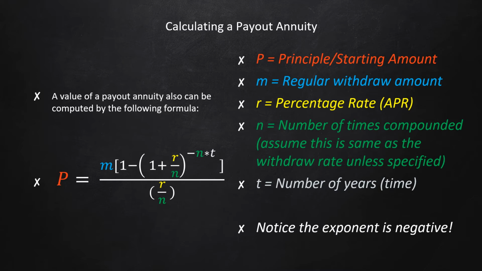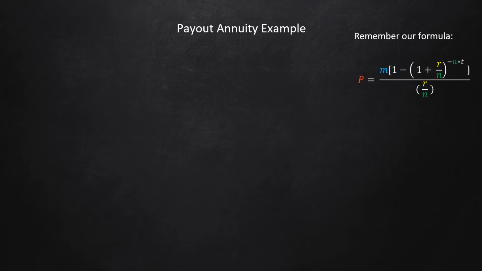By the way, once again, that exponent is a negative number. That is allowed. We're not going to go into what that means. It's not super complicated, but it is there. And make sure when you're putting into your calculators that you don't forget the negative exponent. Let's give an example.